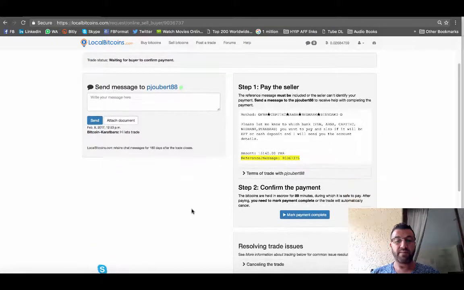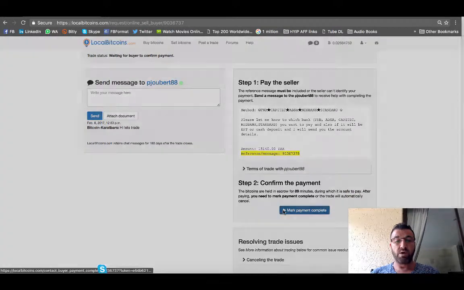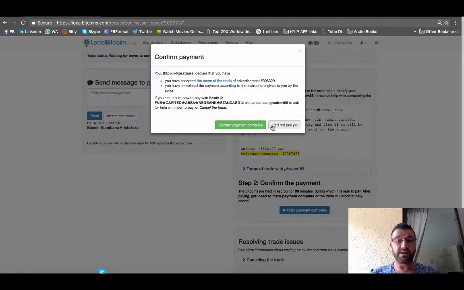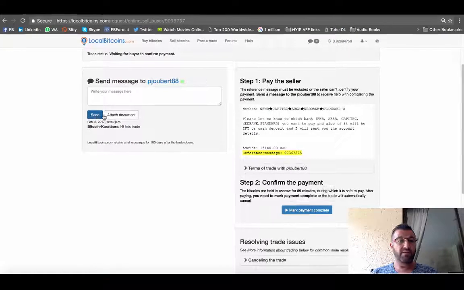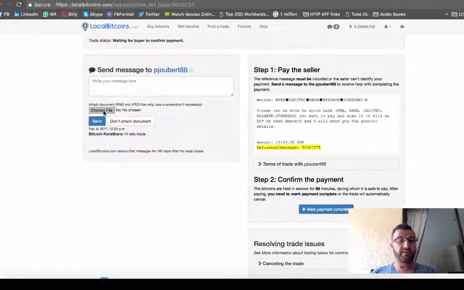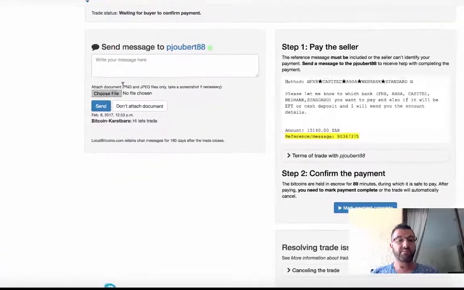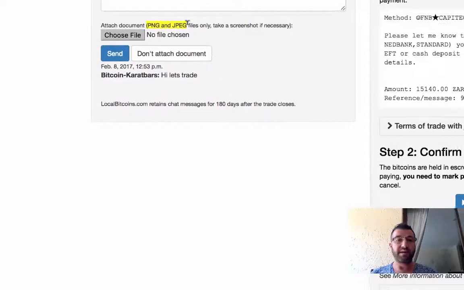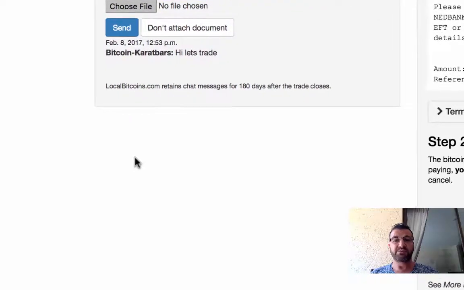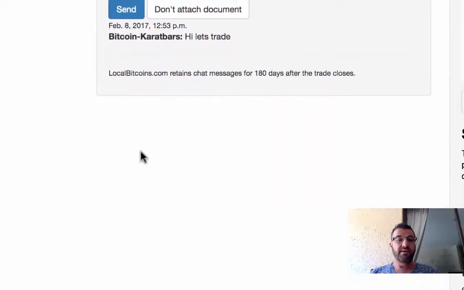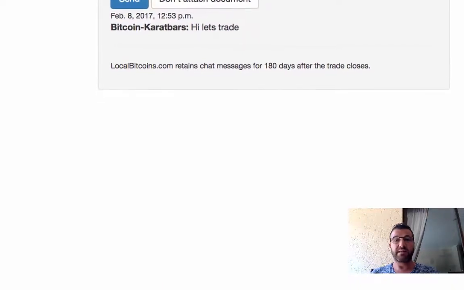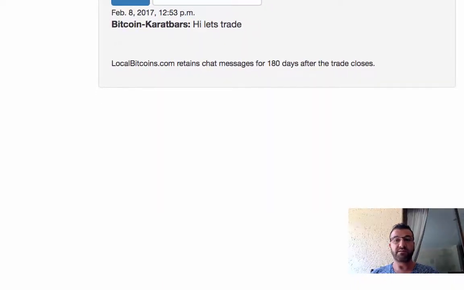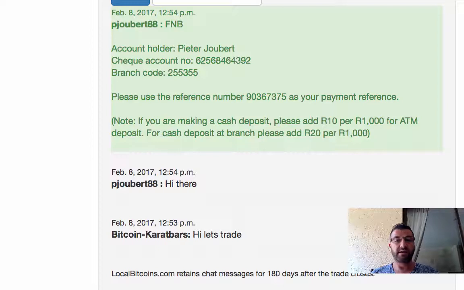And then after you've made the payment, you just press mark as complete. I haven't done it, so I did not pay. And then obviously you'd attach the proof of payment over here. Please note that it's only JPEGs and PNGs that it accepts, so no PDFs. And once he's received the funds, he will then release the Bitcoin into your wallet, and obviously the coins will then reflect in your wallet address.